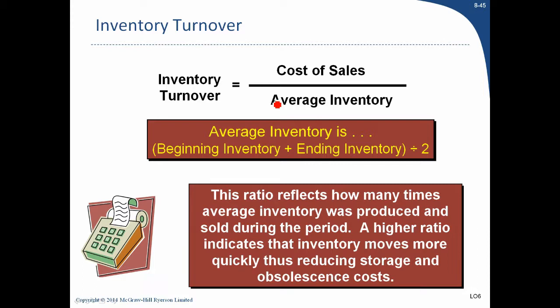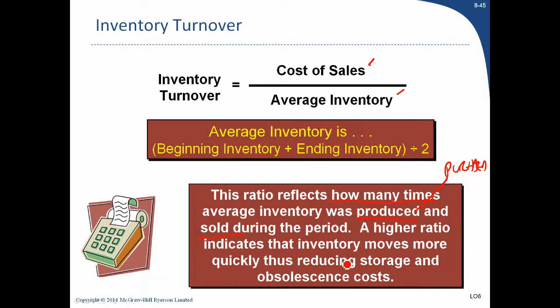Here's a ratio. I don't remember if we've seen this before, but it's called inventory turnover, and it's your cost of sales divided by your average inventory. This ratio reflects how many times inventory was produced or purchased and sold during the period. A higher ratio indicates that inventory moves more quickly, thus reducing storage and obsolescence costs.